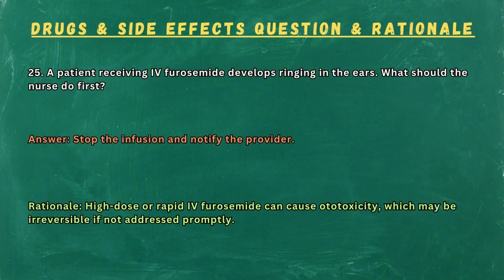25th, a patient receiving IV furosemide develops ringing in the ears. What should the nurse do first? Answer: stop the infusion and notify the provider. Rationale: high-dose or rapid IV furosemide can cause ototoxicity, which may be irreversible if not addressed promptly.